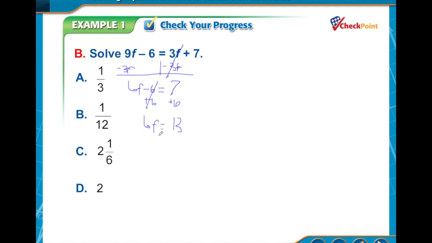The last step is to divide away the 6 so we can get F alone. So this will cancel out. We'll be left with just F, and F equals 13 over 6, which you can rewrite as 2 and 1/6. So the solution for 1B is letter choice C. Just a few steps: we move our variable to one side, and then we're back to solving simple multi-step equations like we've already practiced. So 1B should be letter choice C.